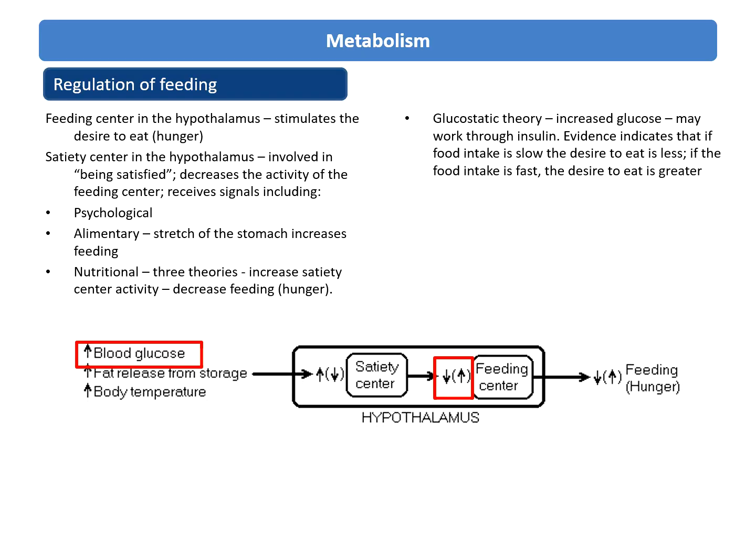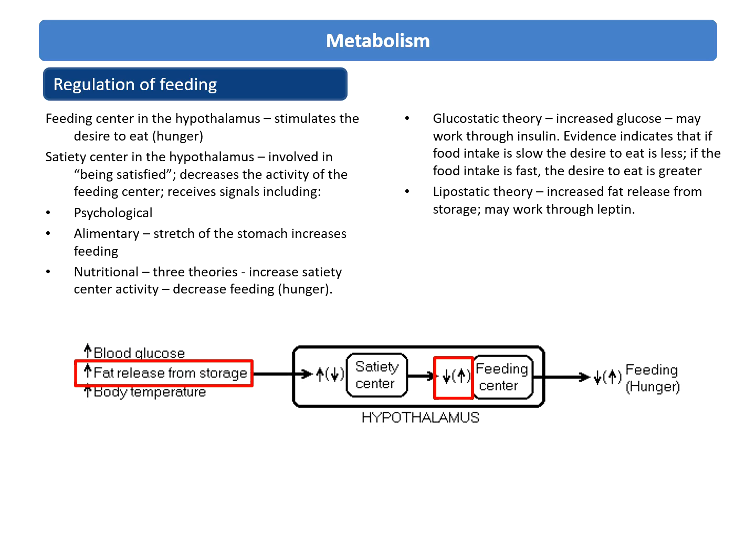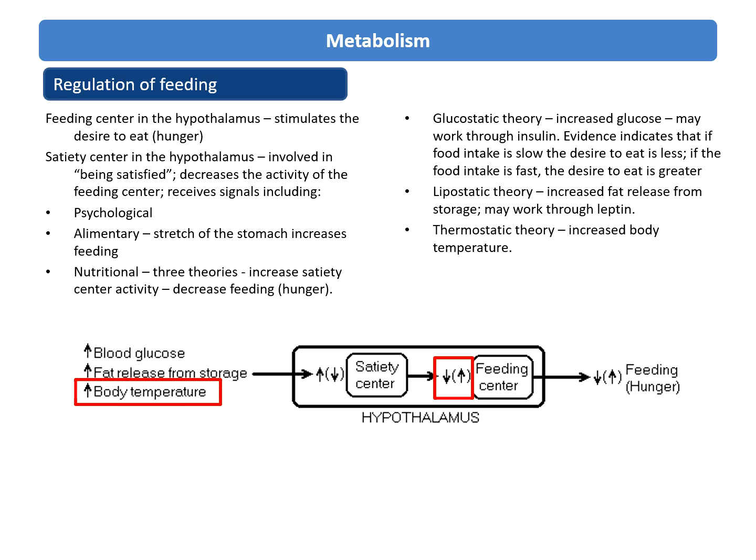Evidence indicates that if food intake is slow, the desire to eat is less. If food intake is rapid, the desire to eat is greater. The lipostatic theory says that increased fat release from storage will decrease the desire to eat. This may work through a signal called leptin. A thermostatic theory says increased body temperature decreases the desire to eat.